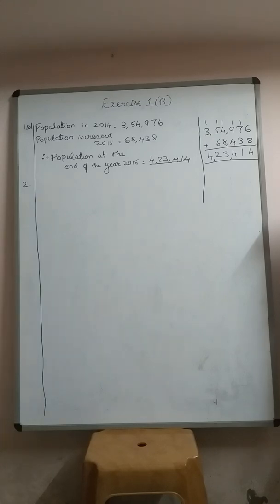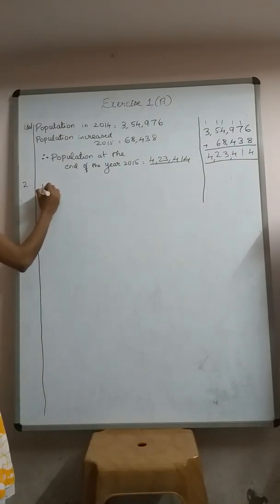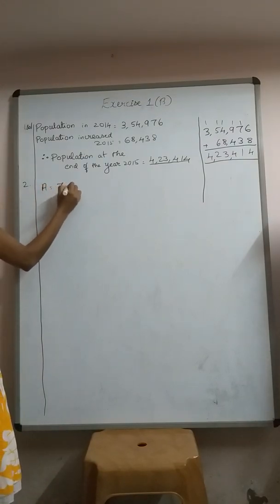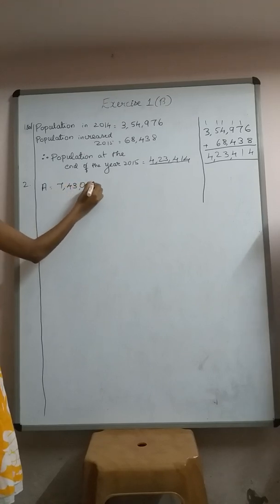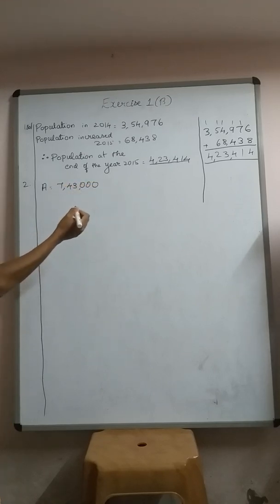A equals to 7,43,000 and B equals to 8,100,000. Which is greater you should find, whether A or B is greater, and by how much. So, let us write A equals to 7,43,000 and B equals to 8,100,000.